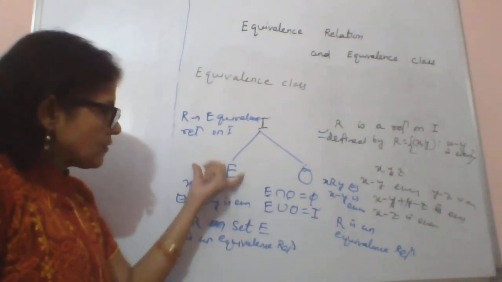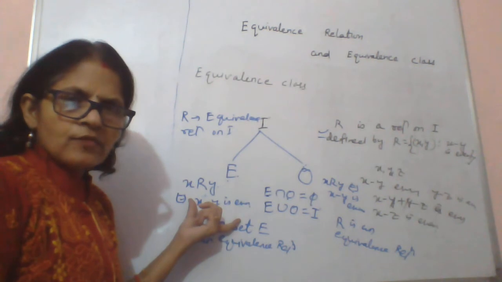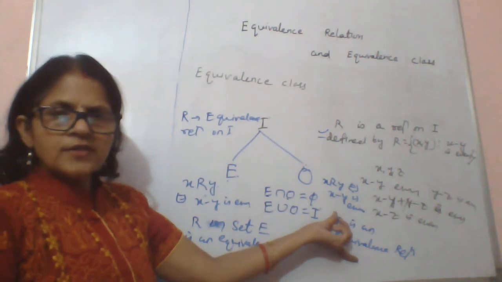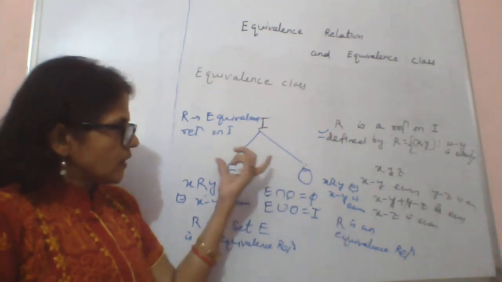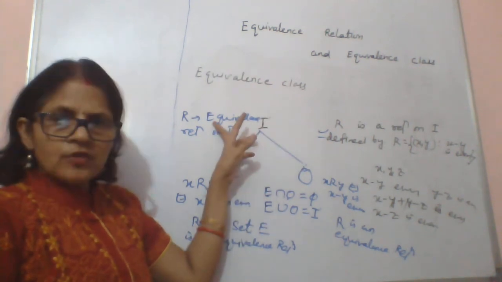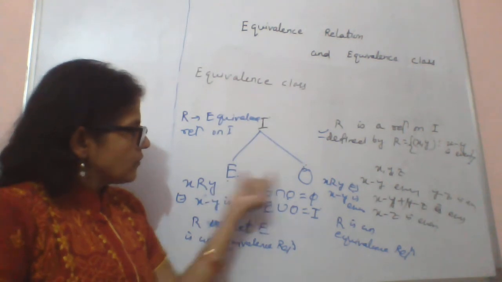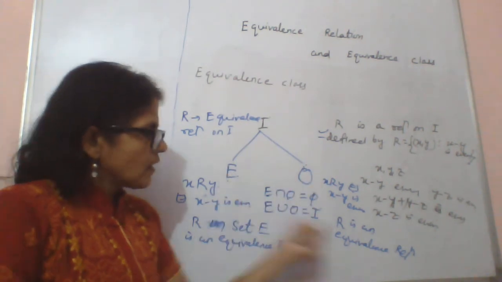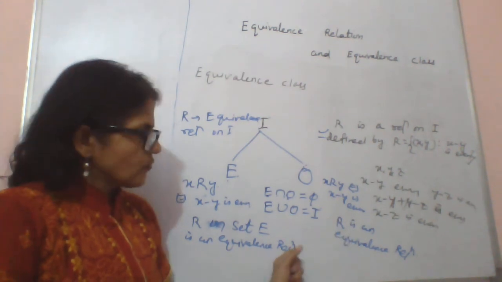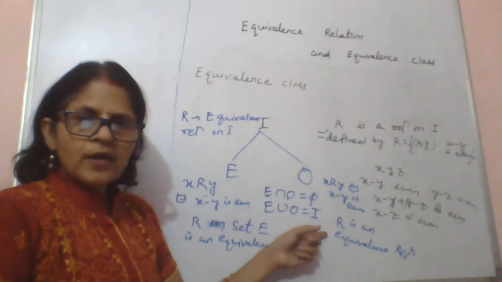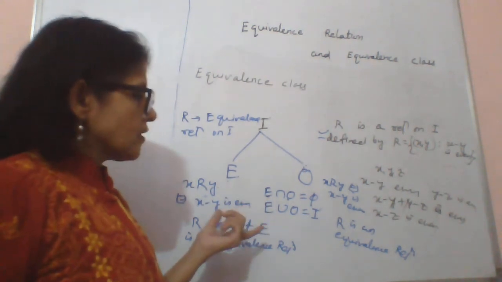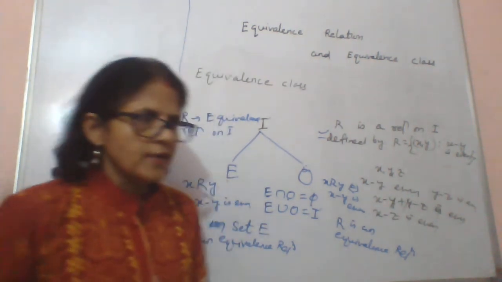Also, if we observe these two disjoint subsets of I, that is E and O, on even integers R is also an equivalence relation. On the set of odd integers it is also an equivalence relation. So whenever we split the main set which satisfies the equivalence relation, and these two disjoint subsets also satisfy the condition of equivalence relation, we can say each one of them is an equivalence class.